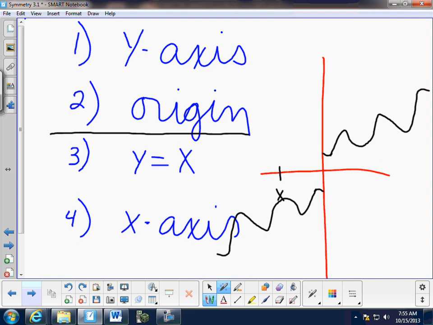If I did symmetry with respect to the origin, now that symmetry with respect to the origin is through a point instead of across a line. So if I pick some point and go straight through the origin, there's going to be that same point on the other side. Symmetry through the origin. And some graphs are symmetric with respect to the origin. And we're going to look at what kind they are.